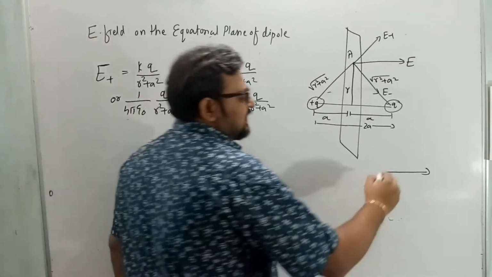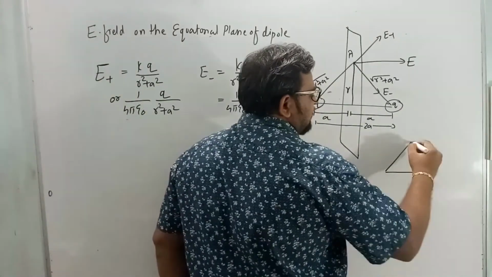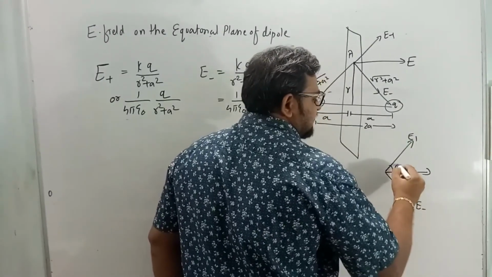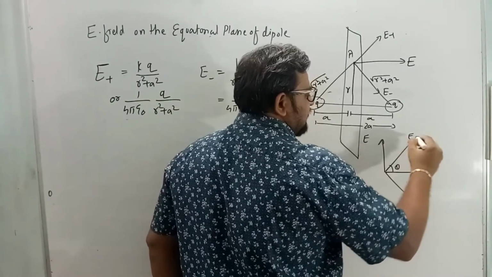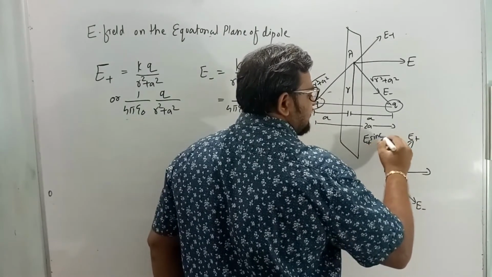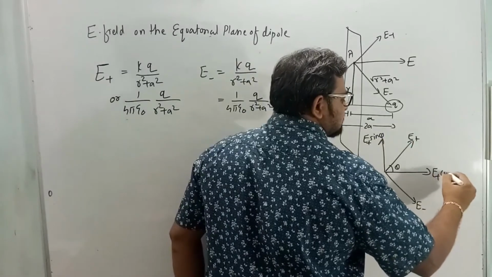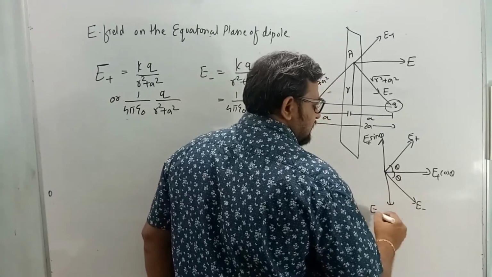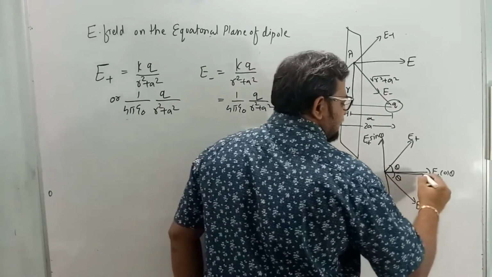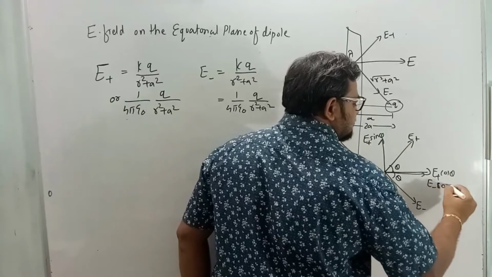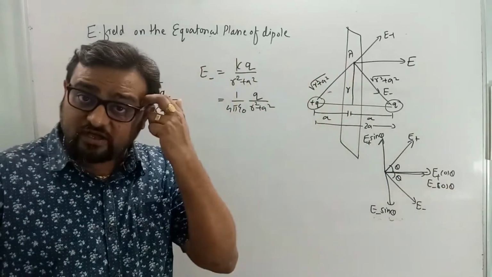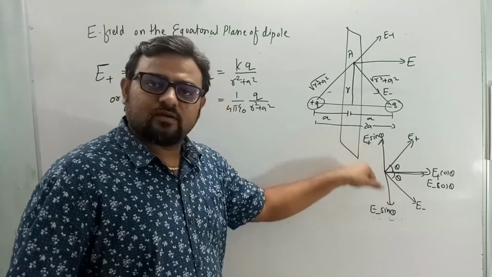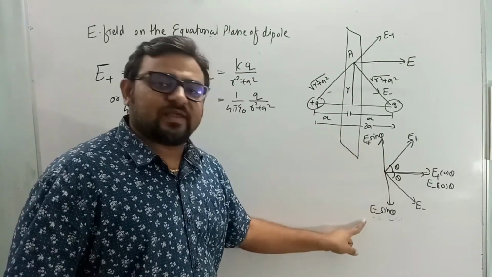If I split it into two parts, this is the resultant E1, this is E minus. If this angle is theta, this will be E plus sine theta, this will be E plus cos theta. Again, this is theta, so this is E minus sine theta, and this is E minus cos theta. So the electric field due to the normal component, sine theta, gets cancelled.